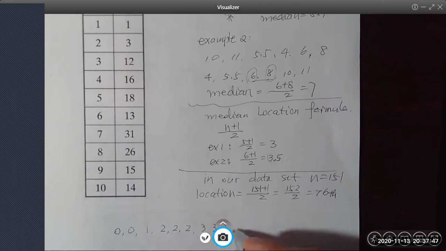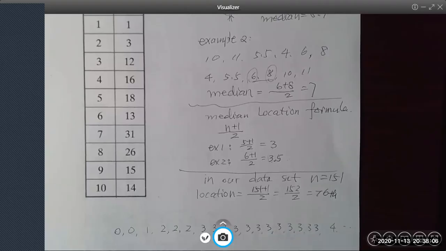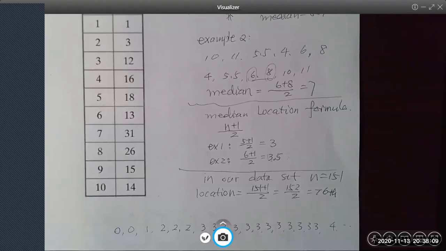3, 3, 3, that's 4. Another 4 threes. 1 2 3 4, 1 2 3 4. Another 4 threes. The next is going to be 4 and so on. Let me double check. 1 2 3 4 5 6 7 8 9 10 11 12. That's right. Now here's the thing.